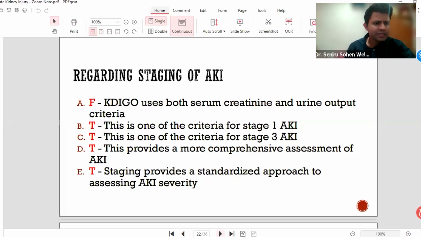Yes, true. Stage 3 is defined by a urine output of less than 0.3 ml per kg per hour for more than 24 hours. True. Also, you can have anuria for more than 12 hours.